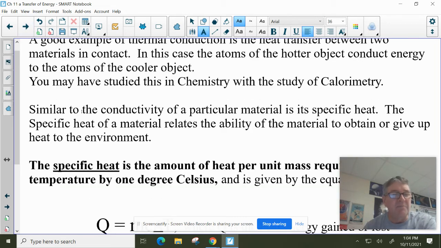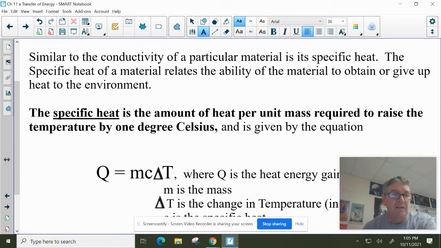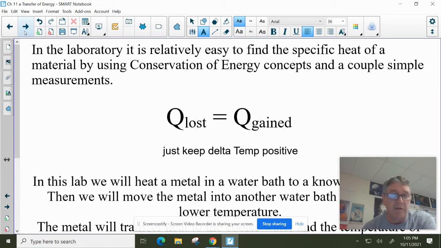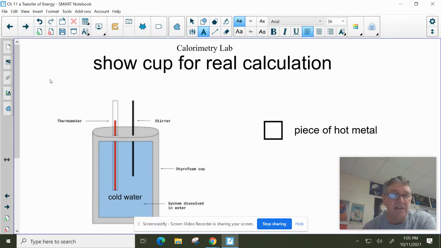Now, you guys may have done this in chemistry. You don't need to write any of this down. There's something called calorimetry, and specific heat actually measures how good of a conductor something is. Specific heat says how much energy is required to transfer heat from one material to another. And I'll show you an example of this, so don't worry about it. The basic idea goes like this.